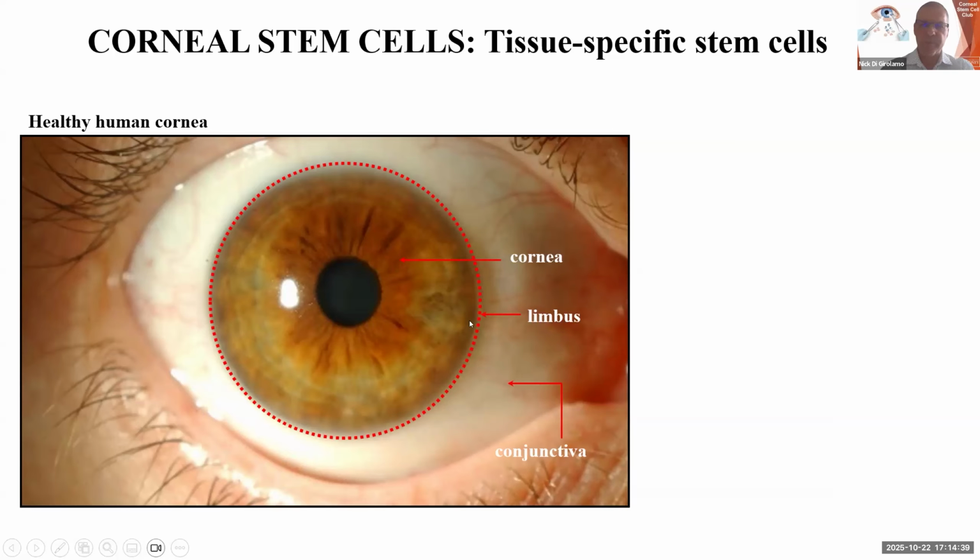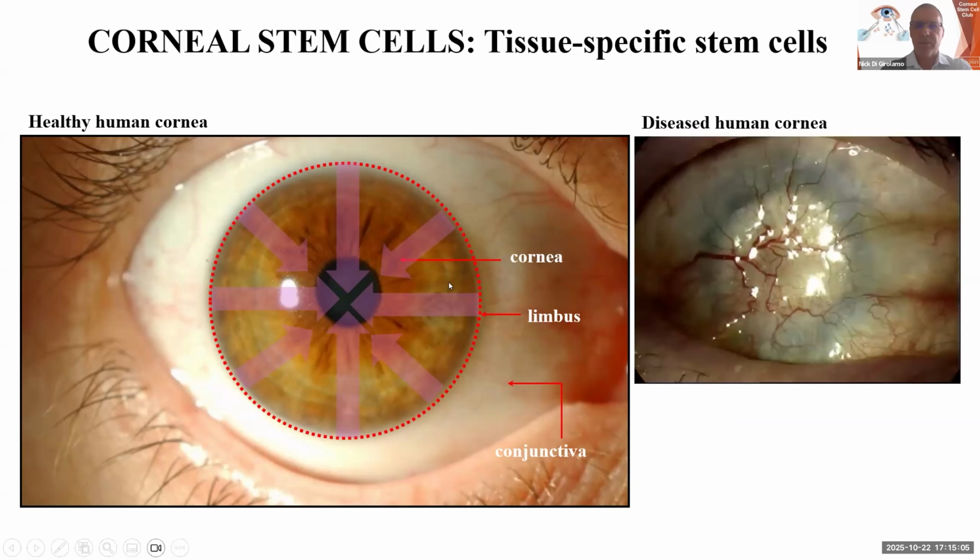So the cornea is maintained in a healthy, transparent state because of the stem cells that reside in the limbus, which is this narrow annular region that separates the conjunctiva from the cornea. And it's populated by these stem cells, whose progeny, or daughter cells, migrate from outer to inner in a centripetal manner to replace dead or dying cells throughout life.